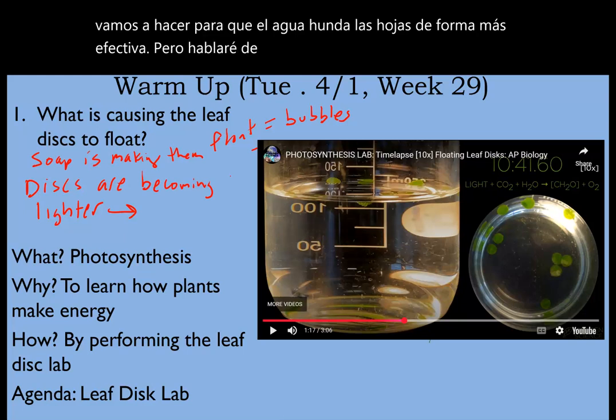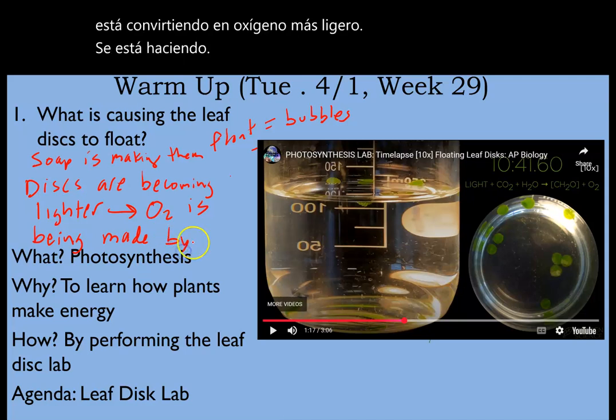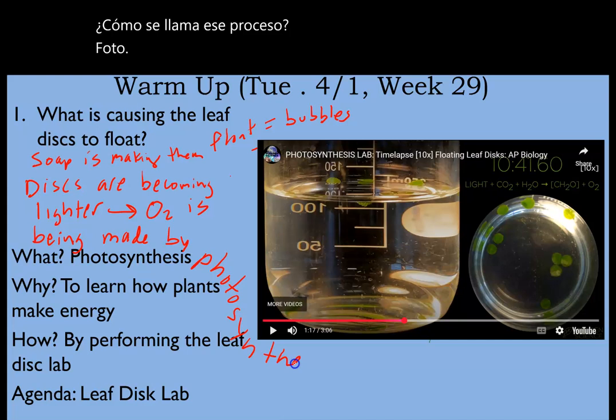So, discs are becoming lighter. Oxygen is being made by, what's that process called? Photosynthesis. Made by photosynthesis. Okay? And let's go even further.